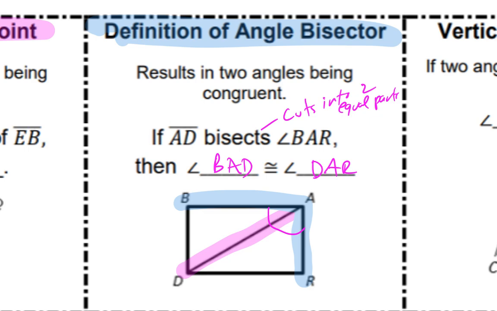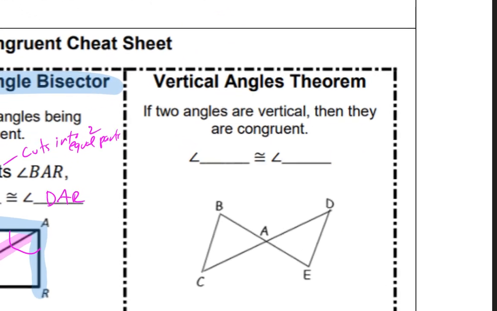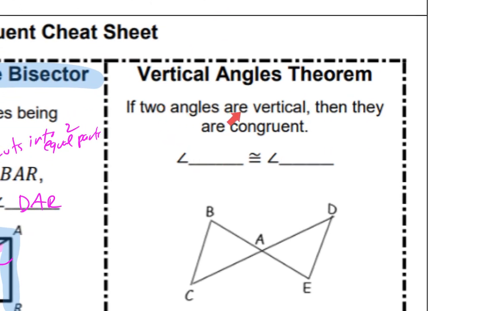Okay, next. If I told you that two angles are vertical, then we know that they're congruent, right? So if I told you that this line right here and this line cross, then we know that this angle and this angle are congruent. So this angle right over here, angle BAC, is congruent with DAE. And that's because of the vertical angles theorem.